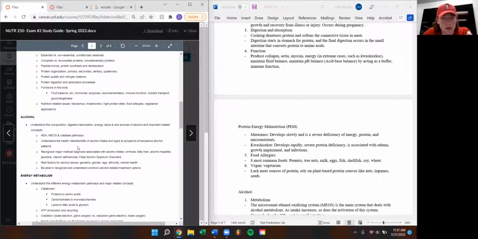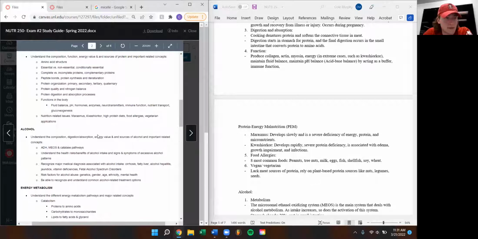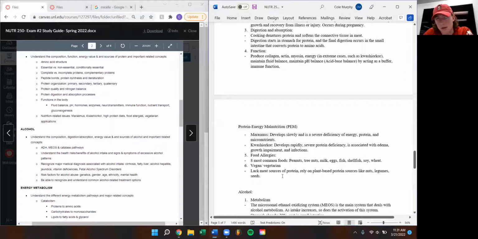So moving on to the food allergies. There's a list in your slide deck of eight foods that cause the most common food allergies. So I think knowing that list is important. So it's peanuts, tree nuts, milk, eggs, fish, shellfish, soy, and wheat.